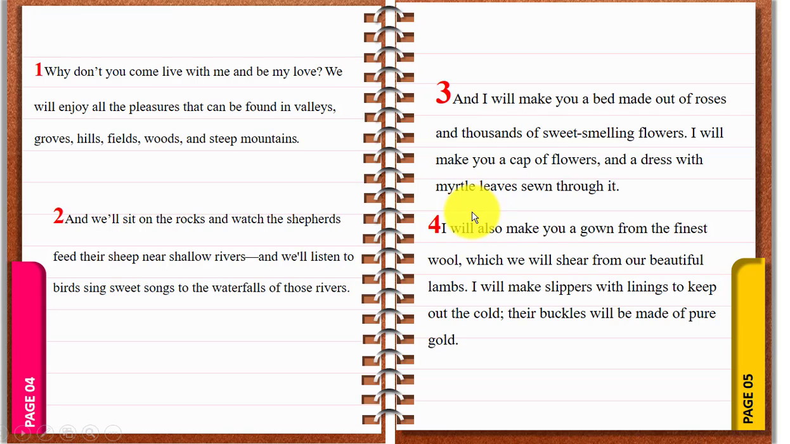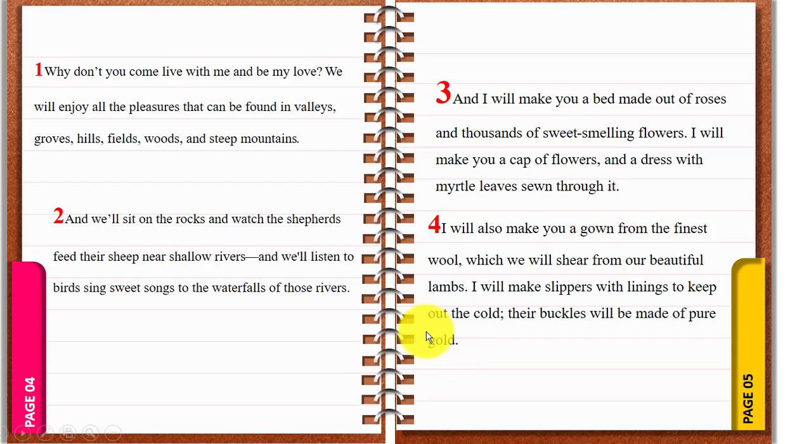And in the fourth stanza, he says that he's going to make for her a gown, and this gown is going to be made of wool. Of course, this wool is what he will have made from shearing the lambs. He will also make her slippers so that when the seasons are cold, she will have something to wear. And they will be decorated with pure gold.